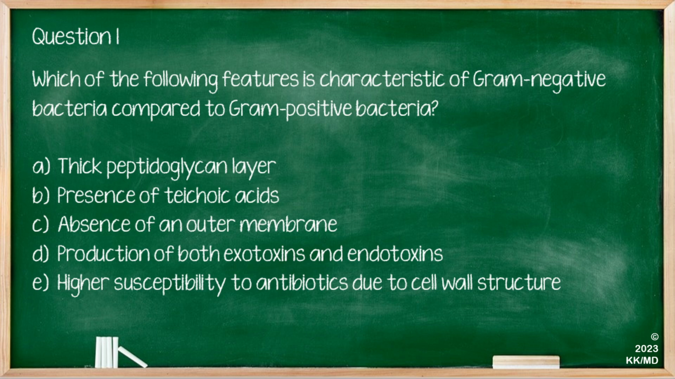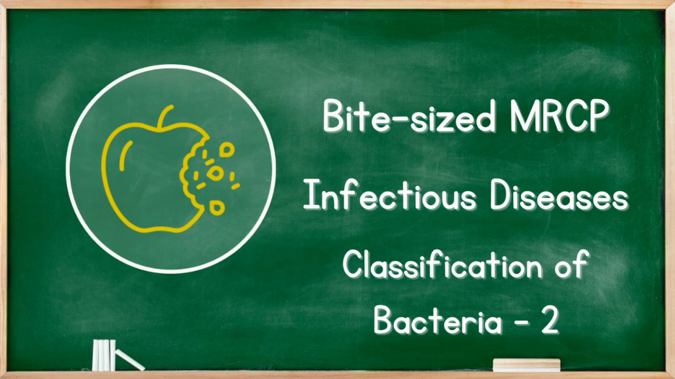So you will remember from our table earlier that the correct answer here is D. Gram-negative bacteria produce both exo and endotoxins, whereas gram-positive bacteria only produce exotoxins.